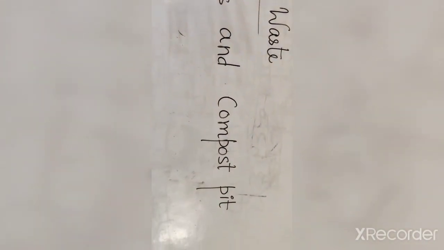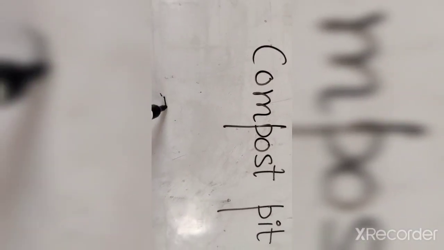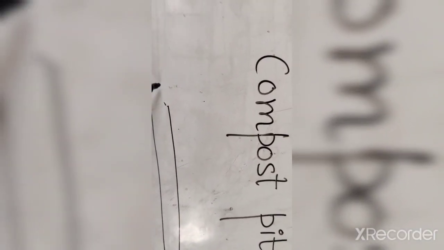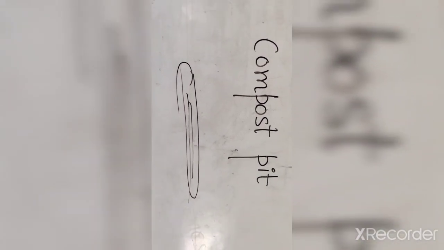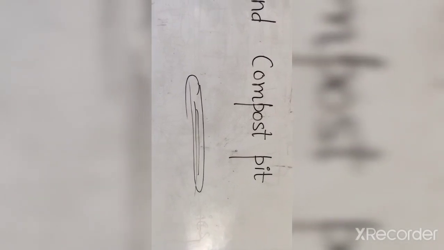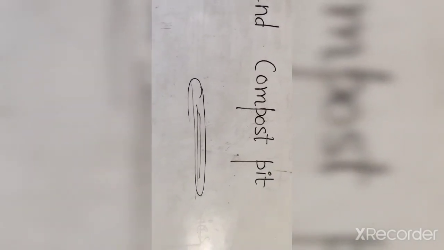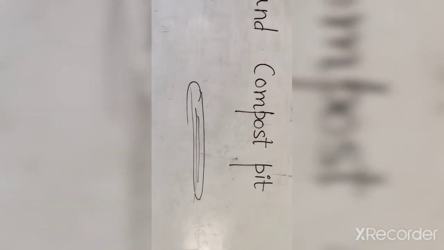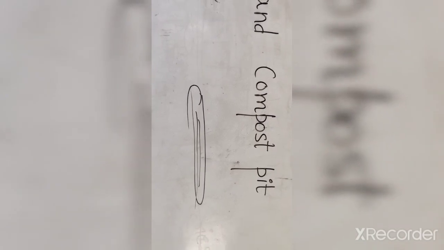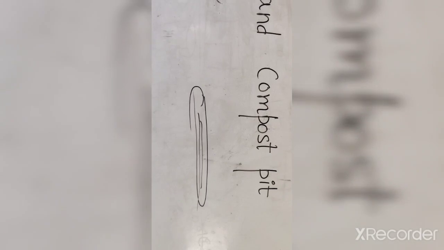Now next is compost pit. In compost pit, the garbage is left for a period of time. It is left for a few days, and at the end, after passage of few weeks or months, this pit is open, and the garbage is simply dumped in it. After a few days it gets converted into manure.